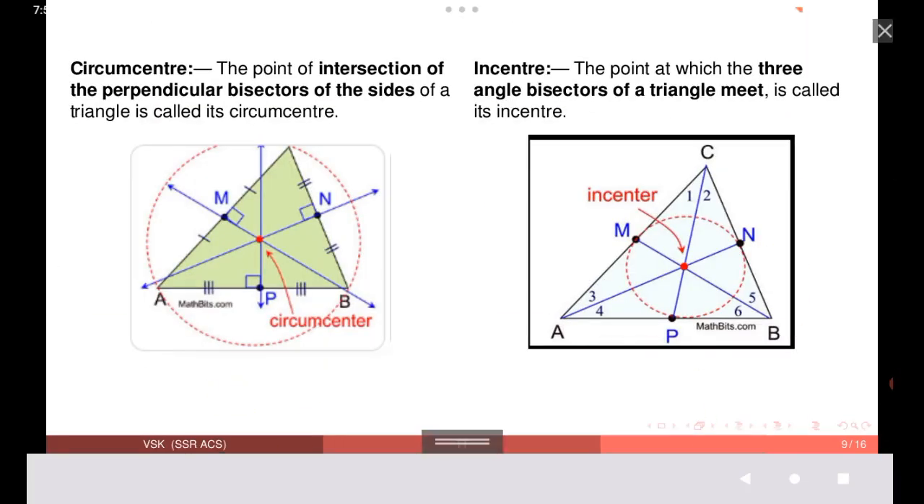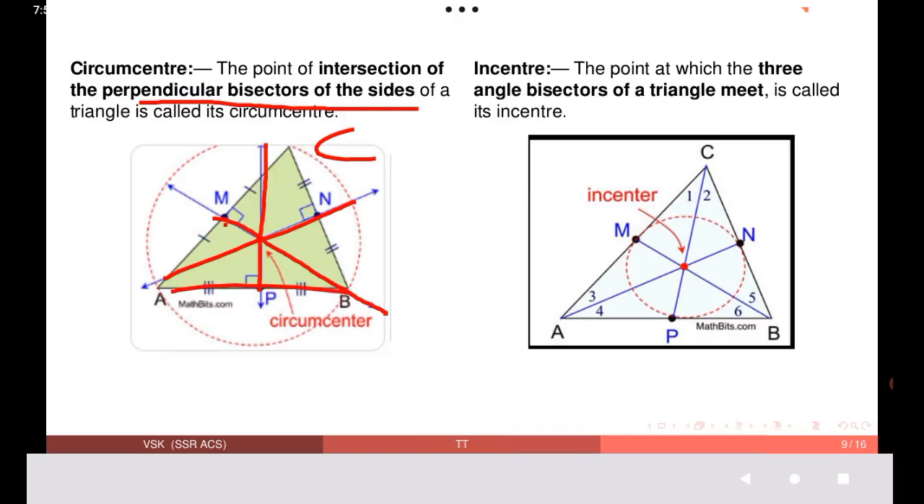Now what does it mean by circumcenter? It is the point of intersection of the perpendicular bisectors of the sides. Here this is a side AB and this point is C. So this M is the midpoint and this is the perpendicular bisector. Here it may not pass through B. This is the perpendicular bisector of this side and this is the perpendicular bisector of this side. So where they are meeting, that is called the circumcenter.